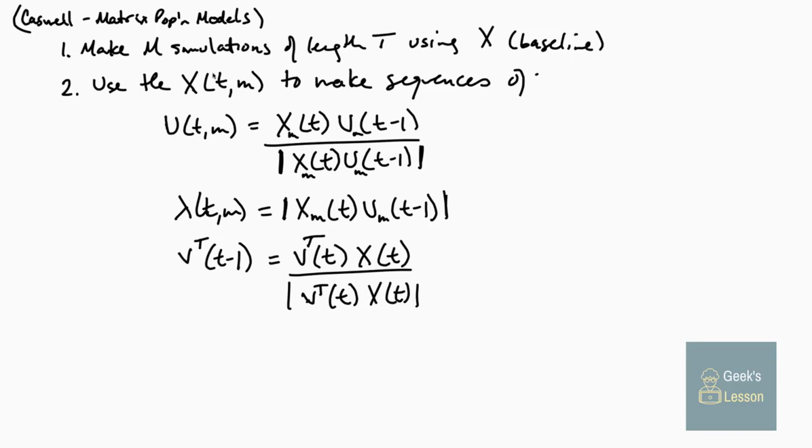So when I say use the X matrices to generate these sequences, you start with an initial population, an initial stage structure U, and you can use this equation to project your stage vectors forward all the way through the simulation for each simulation. And then you can use those to generate the single-step growths, and you actually go backwards in time. You start at the end of the simulation and go back to time equal to 1 to generate the V transpose reproductive value vectors.